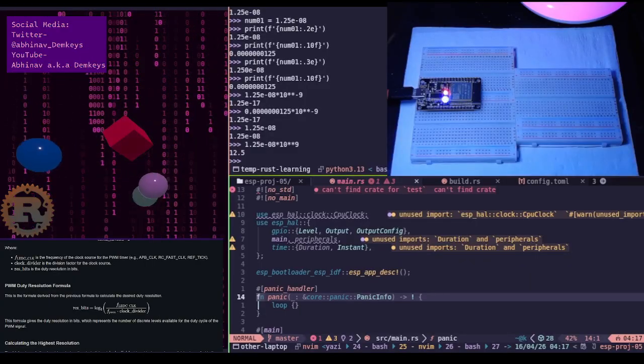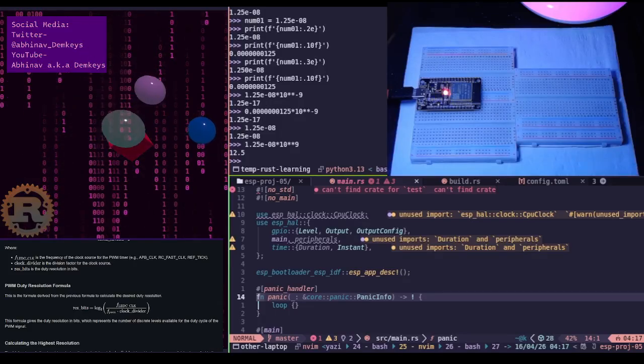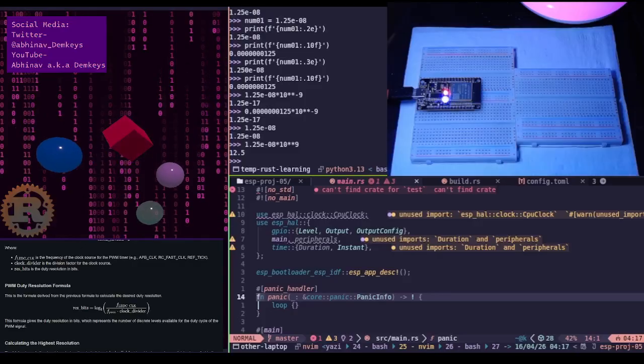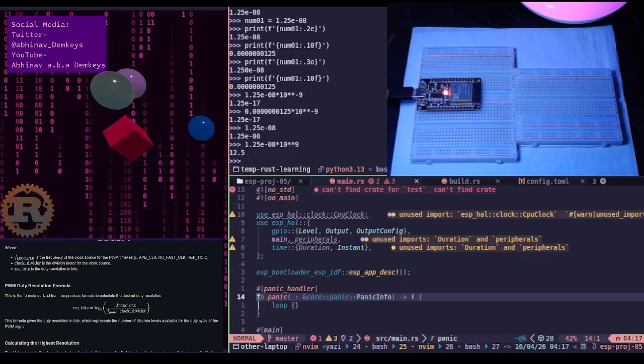Dude, this is crazy. The fact that this entire thing is handwritten. I need to confirm this, dude, because holy shit.